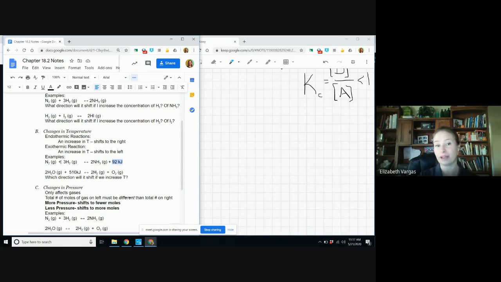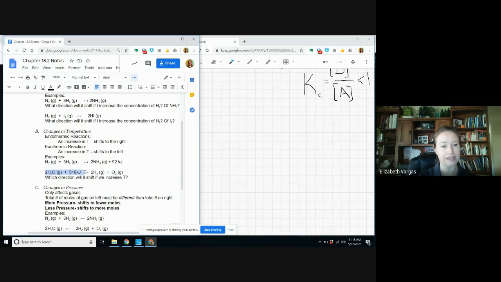And another way we could think about it, this might be a little confusing, but the reverse of this reaction would actually be endothermic. So if I add heat, I'm going to cause the reaction to go the opposite way because ammonia with heat breaks apart into hydrogen and nitrogen. So if I add heat, I'm shifting it to the left. I'm shifting it the other way.